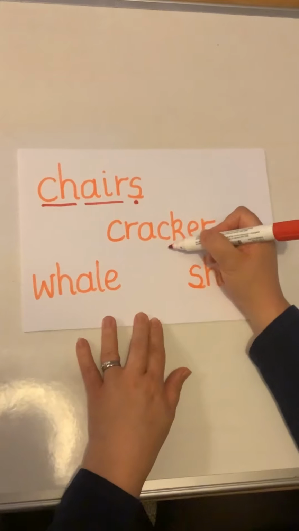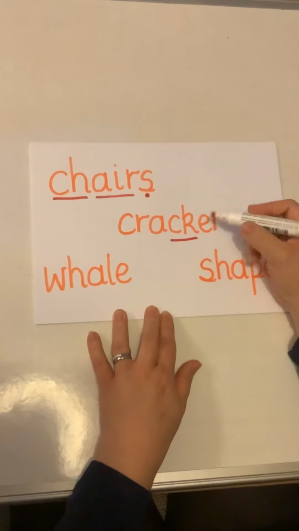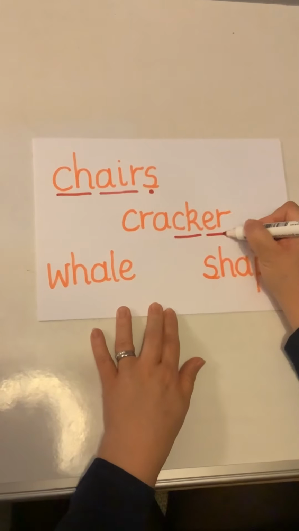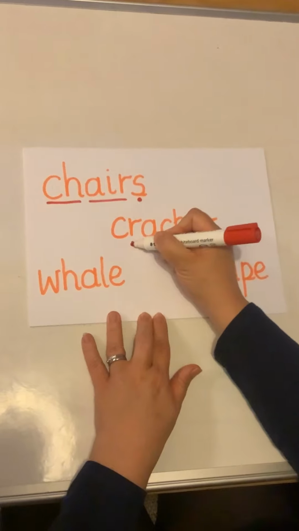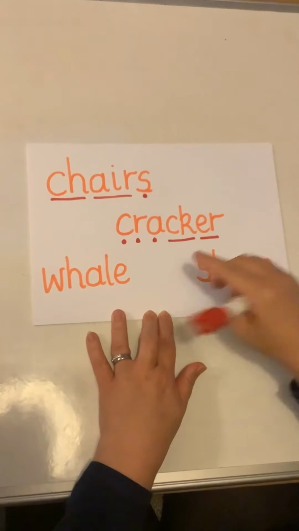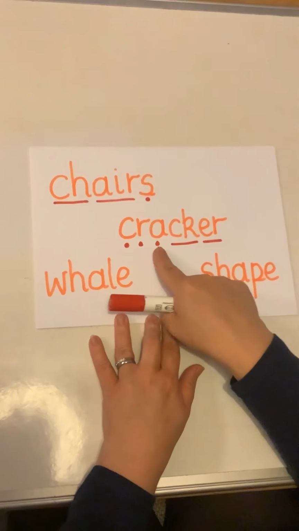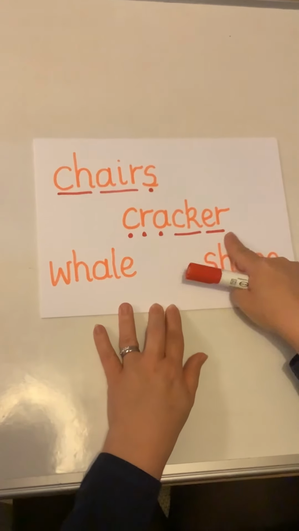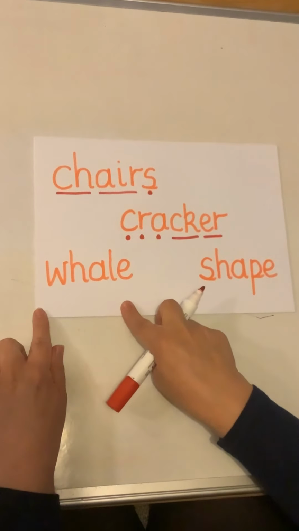Let's have a look at this word. I can see that I've got digraph ck and digraph er at the end, and I'm going to pop on my sausage and beans. I've got my single letter sounds at the beginning, so we read that cr, a, ck, er, cracker.